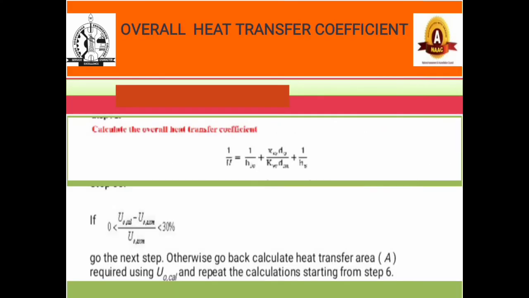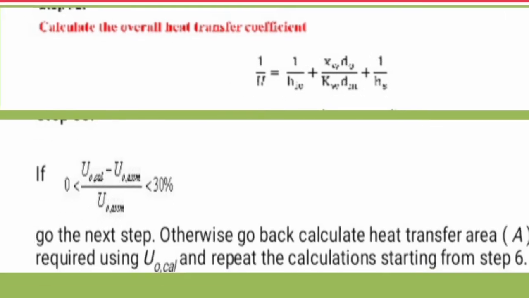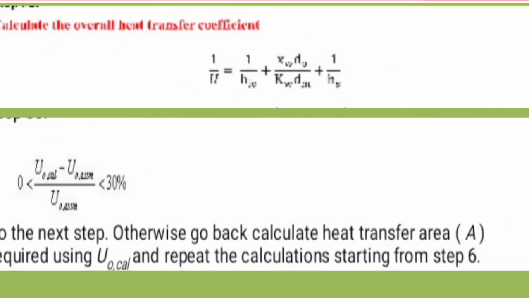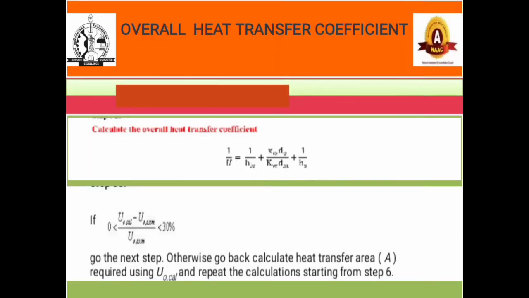The next we can calculate the overall heat transfer coefficient, 1 by U equal to 1 by Hw into Xd divided by Kw into D plus 1 by Hs. Using this formula, we can calculate the overall heat transfer coefficient. If this overall heat transfer coefficient is within the limit, less than 30%, we can accept the design. If it goes beyond 30%, we have to reconsider the design. We have to assume another value for the overall heat transfer coefficient. Then we have to repeat the design calculation.